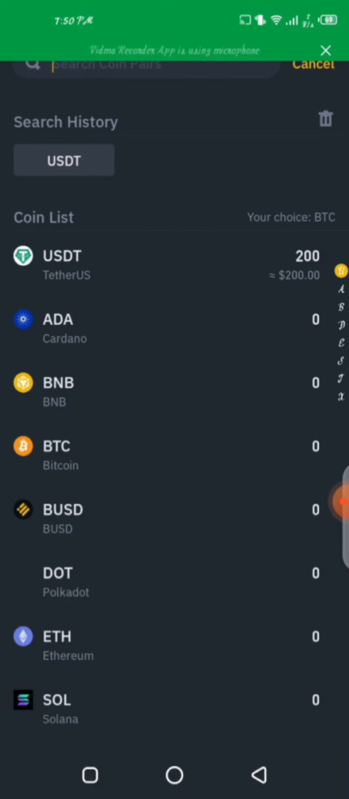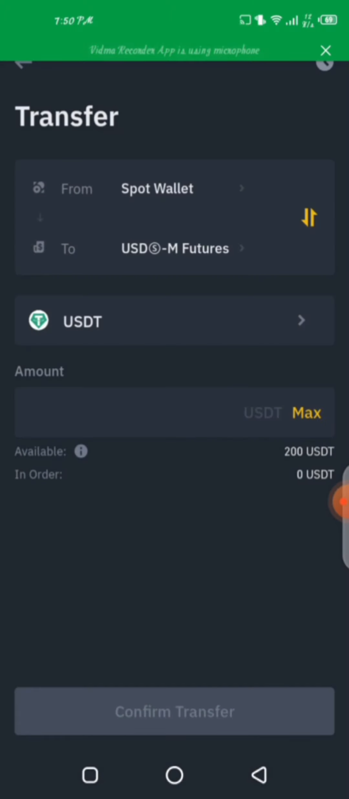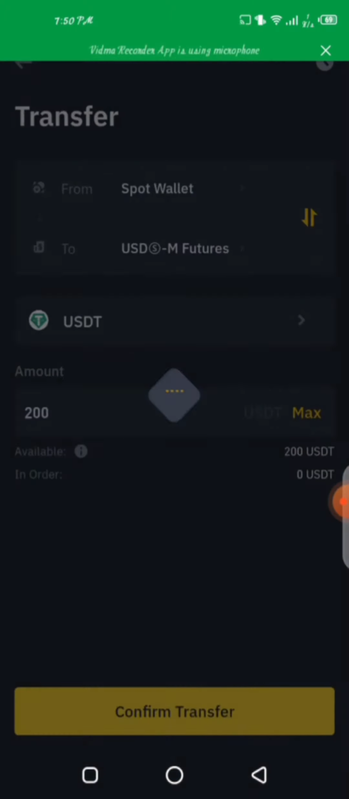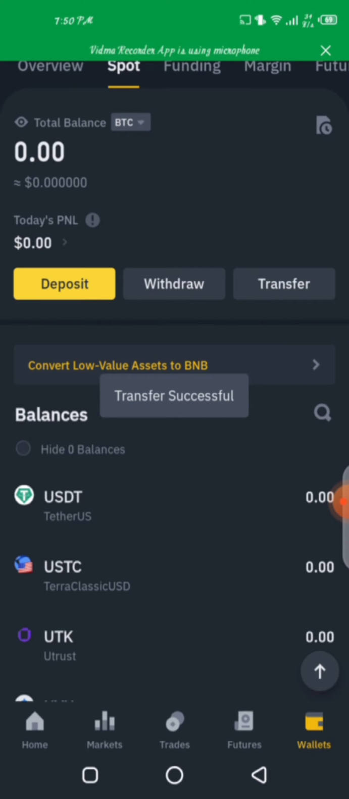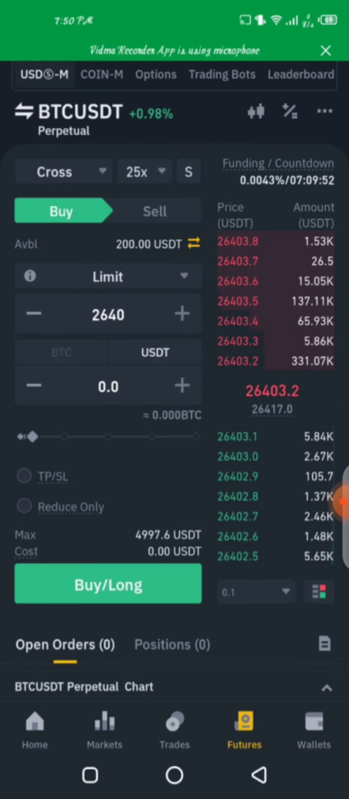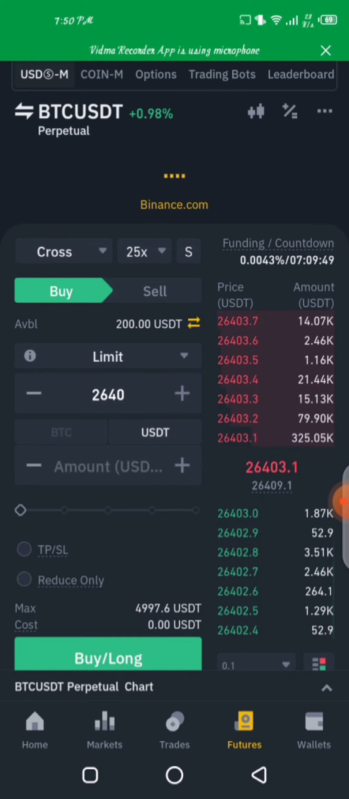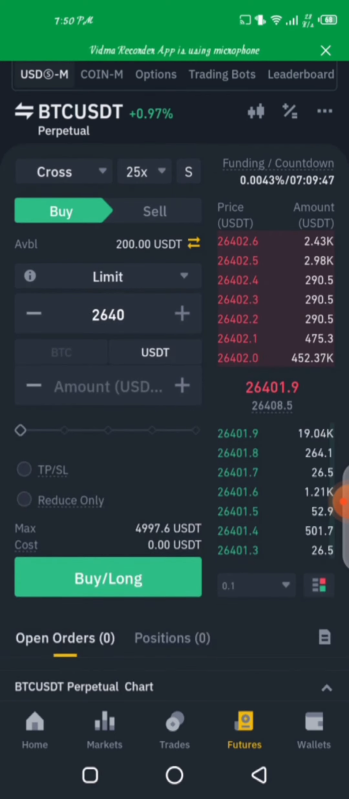Then you come here, USDT, you click on max and confirm transfer. So automatically I have transferred now from my spot to my futures. So when I go back, you'll see my balance has changed. You can see it, $200. So back to taking the trade.